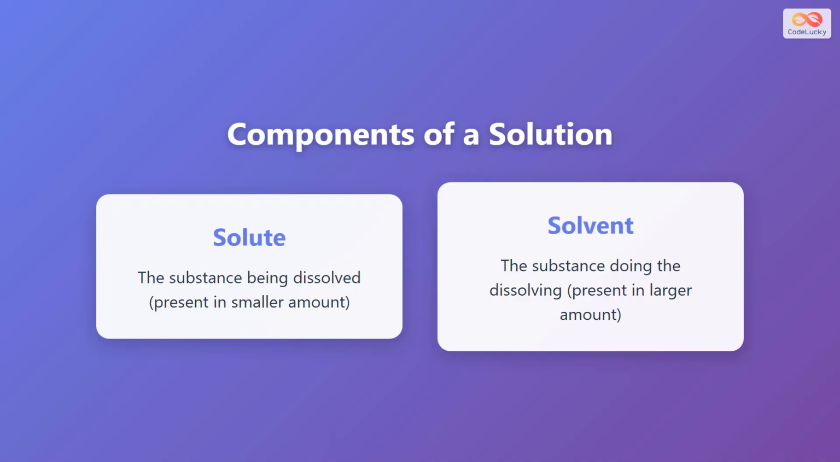Every solution has two main components. The first is the solute, which is the substance being dissolved. The solute is typically present in a smaller amount. The second component is the solvent, which is the substance doing the dissolving. The solvent is usually present in a larger amount. Think of it this way: the solute disappears into the solvent to form a uniform mixture. Understanding these two components is essential because they help us describe and classify different types of solutions.